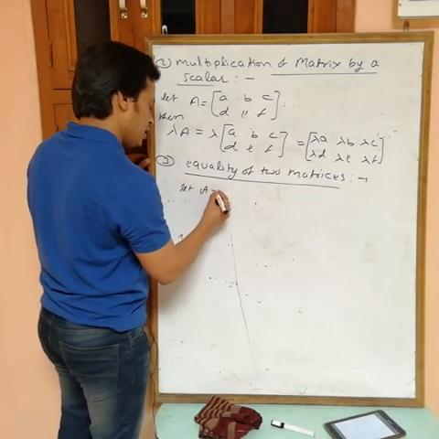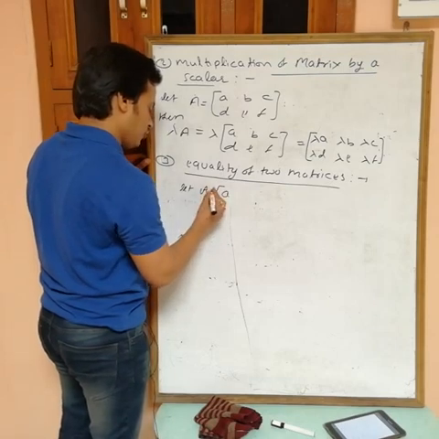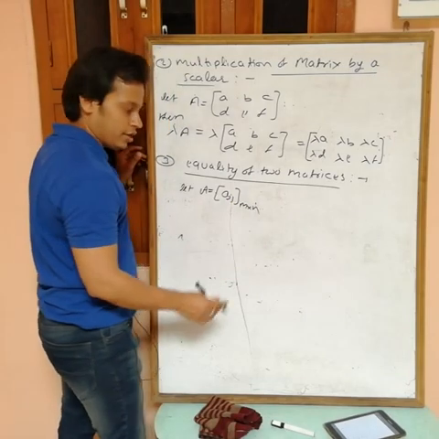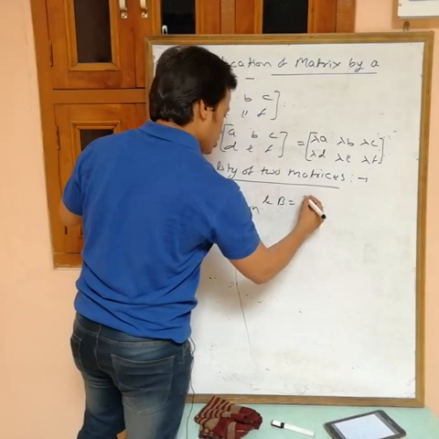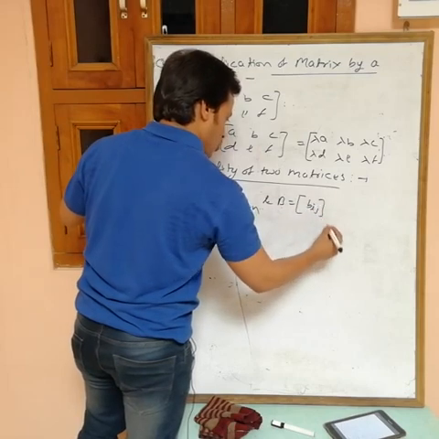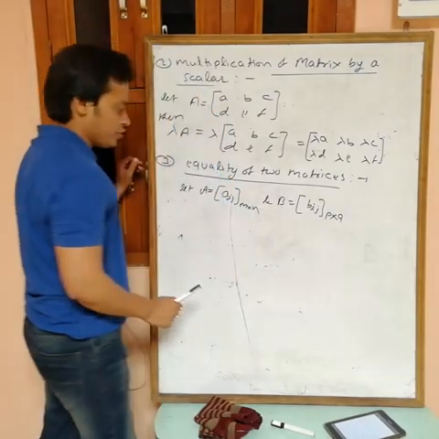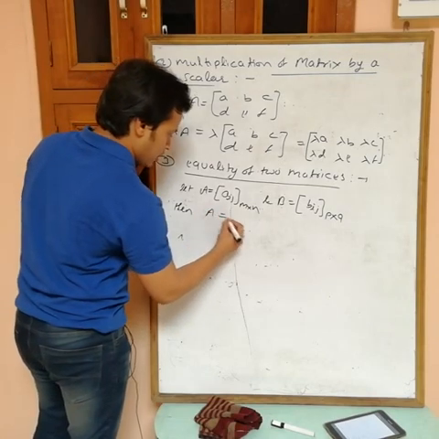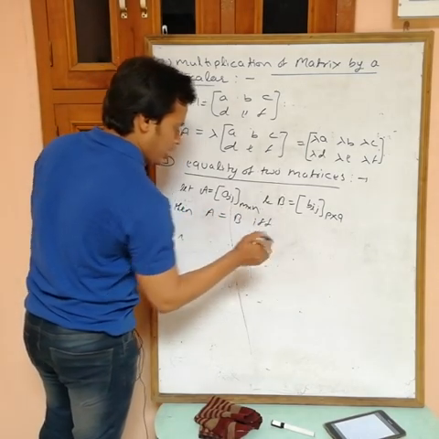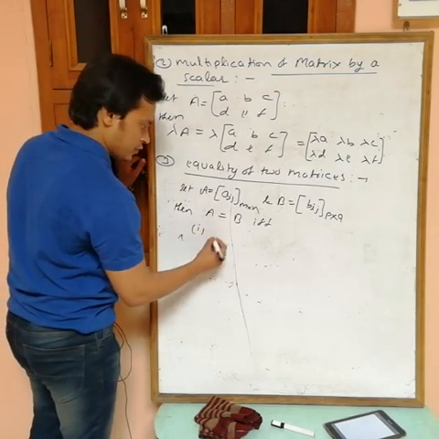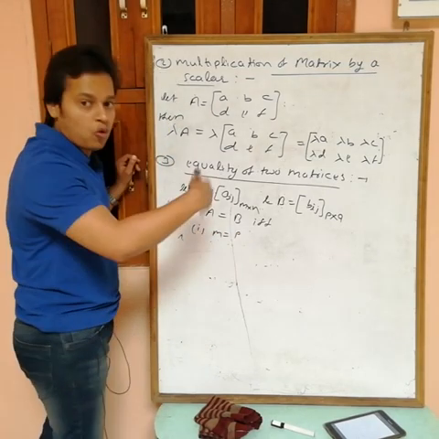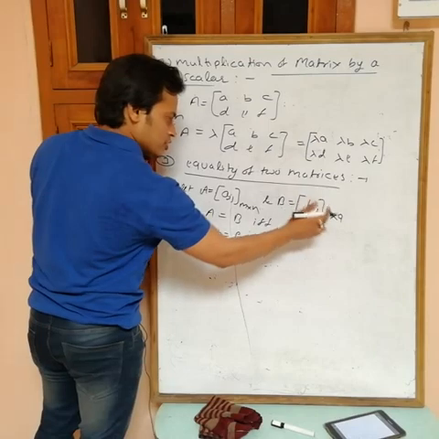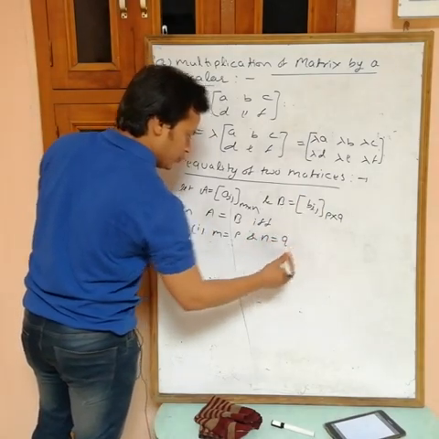For example, suppose A equals Aij, of order m by n, and B equals Bij, of order p by q. Then A equals B if and only if, first, m equals p, meaning the order must be the same. So m must equal p and n must equal q. This is the first condition.